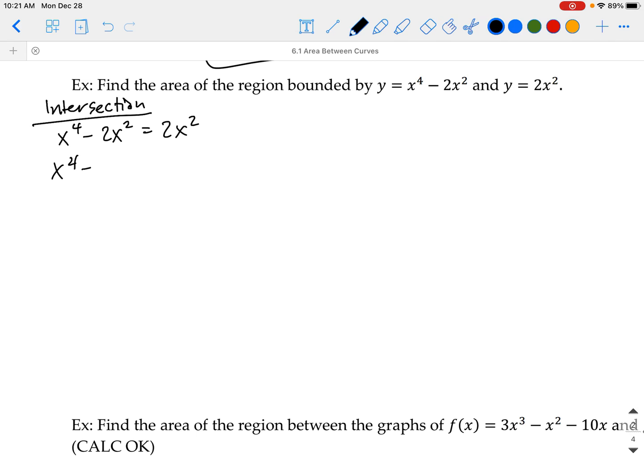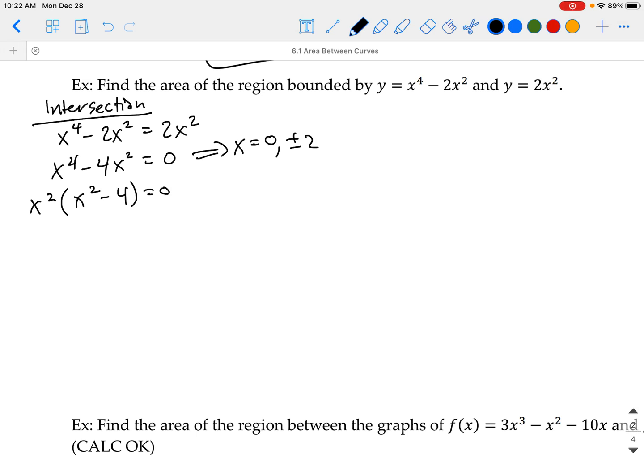So if we subtract the 2x squared on the right over to the other side, we'll get x to the fourth minus 4x squared, which have an x squared in common. So we can see that x equals 0 and plus or minus 2 are going to be our intersection points. So that means that we have two separate sets of intersection points at plus or minus 2, as well as at 0. So there's 3 separate intersection points in total. So that means we're going to need multiple integrals, most likely.